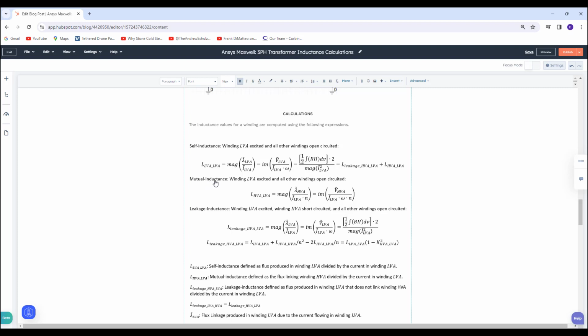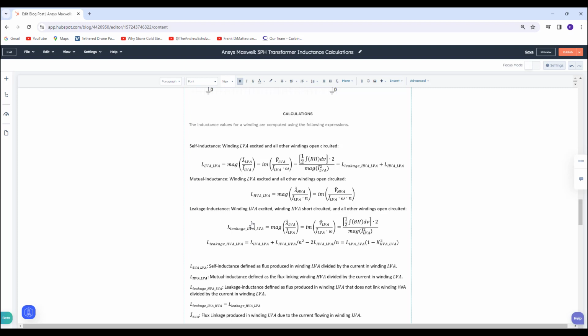So, and here we have mutual inductance from the open circuit test is equal to the magnitude of the flux linking the high voltage phase A divided by the current flowing in the excited low voltage phase A winding divided by the turns ratio, okay? And it's also equal to the imaginary part of the induced voltage of the high voltage phase A winding divided by the current flowing in the excited low voltage phase A winding divided by operating frequency omega divided by the turns ratio, and all these results match, okay? Now I will show you in the Maxwell results.